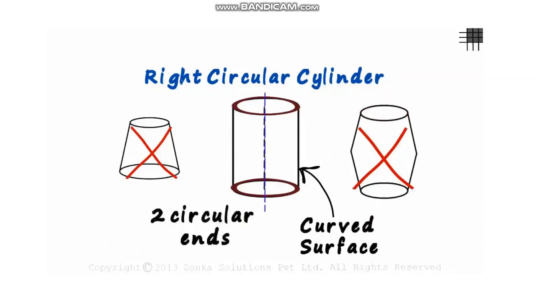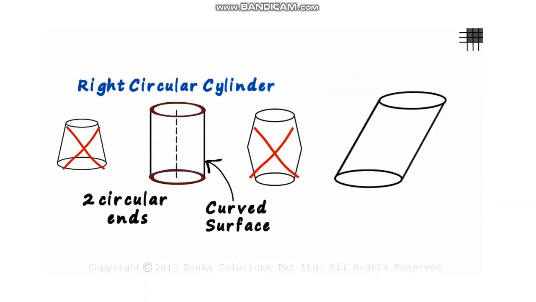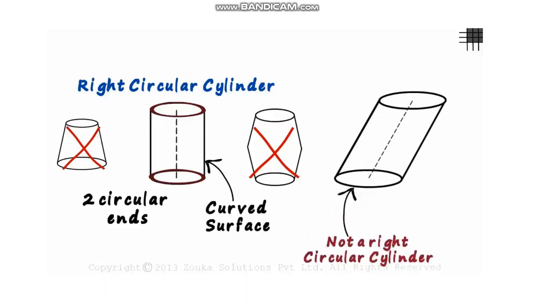Coming back to the concept of the axis, isn't it always perpendicular to the bases? Look at this figure. Where do you think its axis lies? It will be placed like this. As you see, its axis isn't perpendicular to the base, which is why this is not a right circular cylinder. If we mention cylinder, we refer to a right circular cylinder.